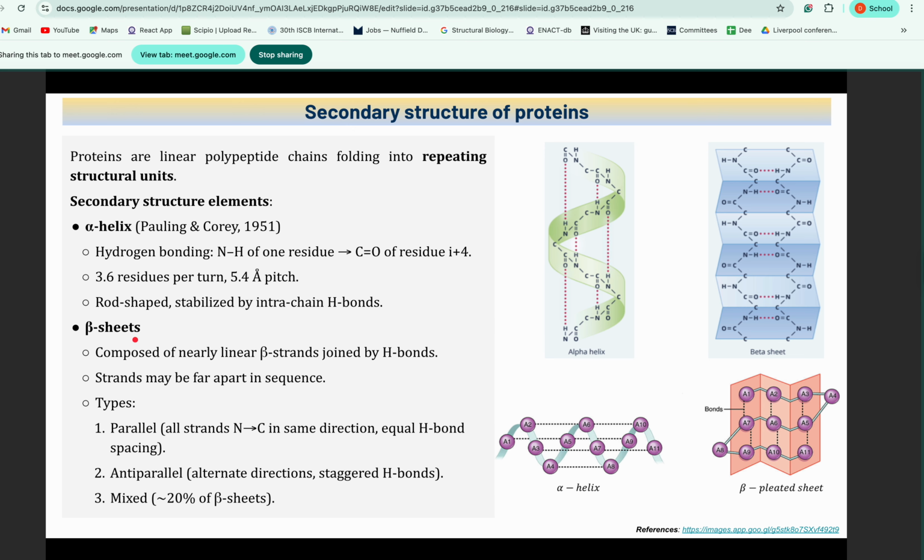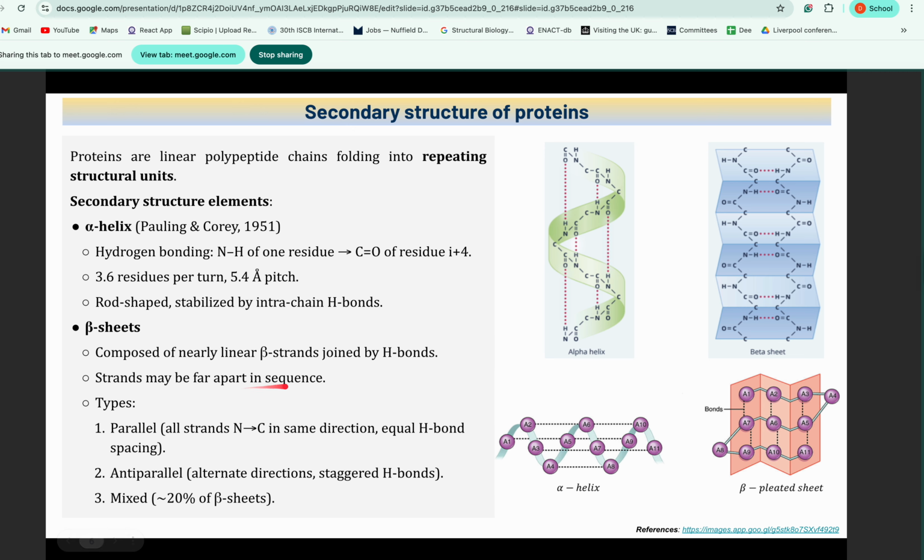Then the secondary structure also includes beta sheets. These are composed of linear beta strands which are joined by hydrogen bonds. Here a linear chain of amino acids is running, here also a linear chain is running, and there are bonds present between these two linear chains. With this they make the beta sheet, and these individual chains are known as beta strands. When two beta strands join together, they make a beta sheet.